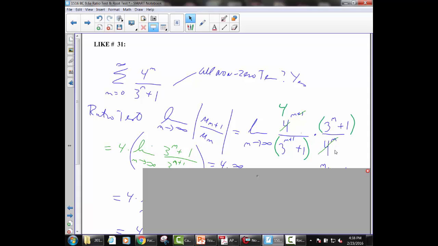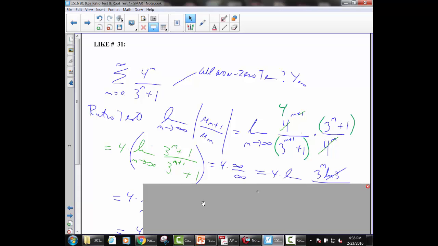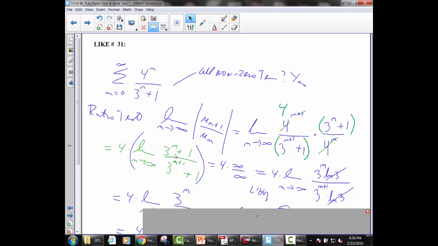Again, 4^(n+1) over 4^n. You'll take n+1 minus n. You'll be left with 4 to the 1. And then you have 3^n+1 over 3^(n+1)+1. So I can pull that 4 on the outside, and if you plug in infinity, this will give you infinity over infinity, which gives you the right to use L'Hopital's.